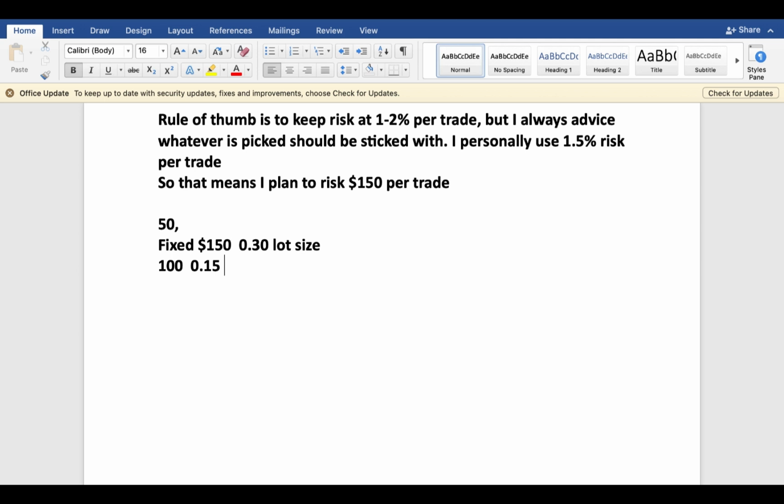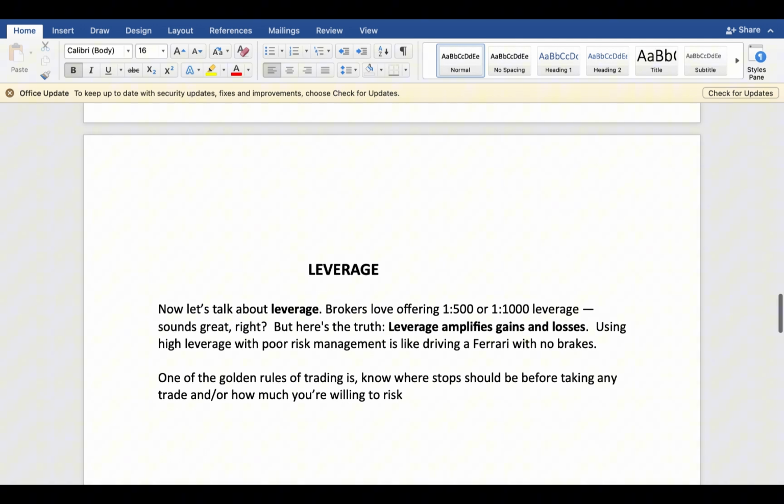Fine, that's good. And also, I would just like to touch on leverage, because the truth is, when you are very keen about risk management, leverage becomes something that you're just aware of, right? Because you don't over leverage or over risk. Leverage just talks about the backing the broker gives you. Some brokers love offering between 1:500 to about 1:1000, right? Sounds great, right? But here's the truth: leverage really amplifies your gains or losses.